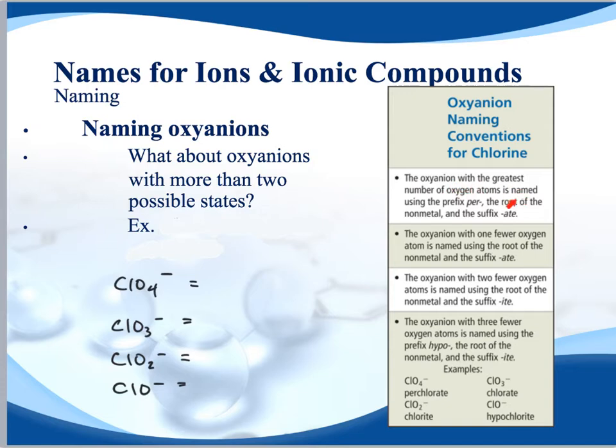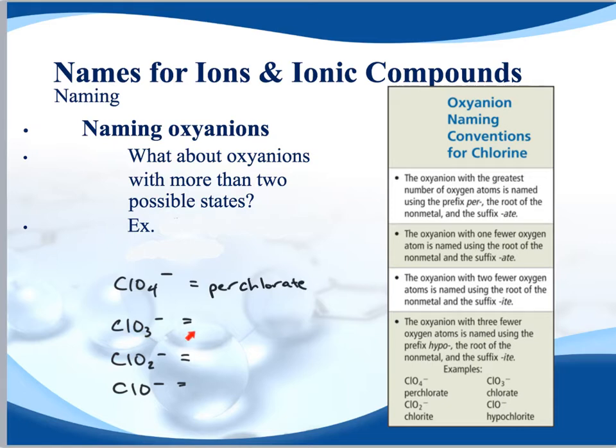The oxyanion with the greatest number of oxygen atoms is named using the prefix per, the root of the nonmetal, and the suffix -ate. If you have more than 2, you're going to end up having 4, and for that to work, we're going to follow these rules. So this one has the most oxygens. It's got the prefix per, then the root of the nonmetal, which is chlorine, chlor, and the suffix -ate. So that's why ClO4 is called perchlorate.